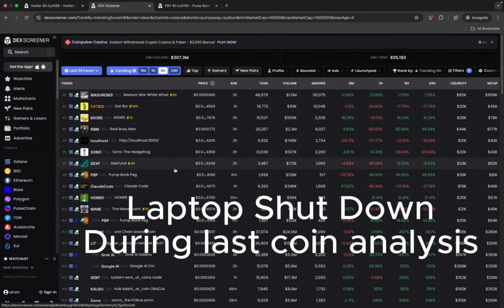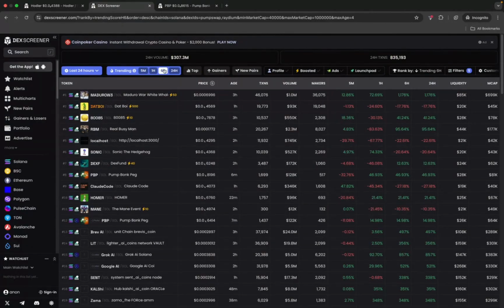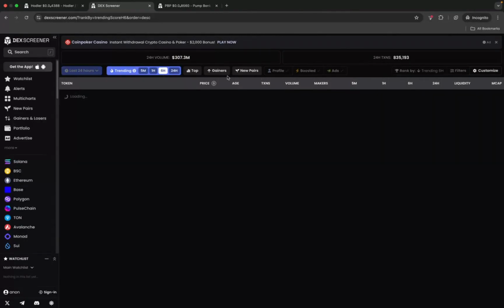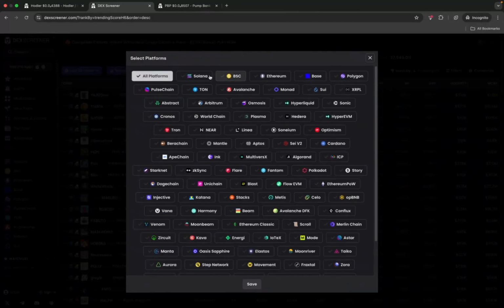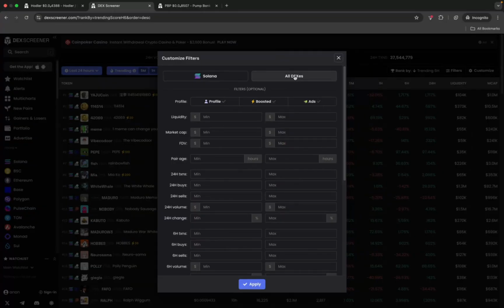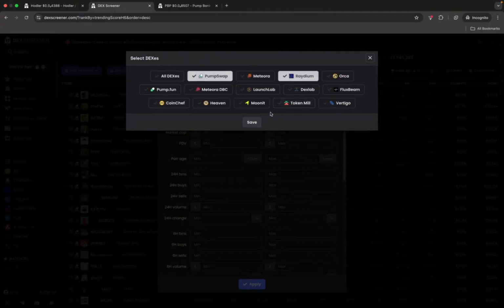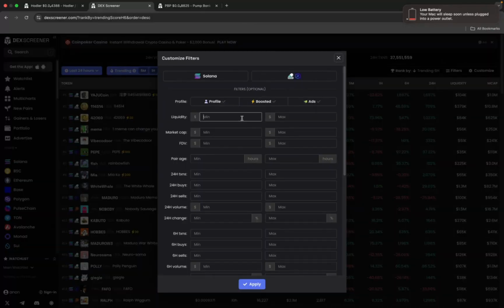So first and foremost, what we want to do is head straight to Dexscreener, then come to this 6 hours. Once you come to this 6 hours, come to this filter, then click on all platform, Solana, save, all DEX, pump swap, and Raydium. But if you're on your mobile, then select pump swap alone, then click on save. Liquidity minimum 40, come to market cap, minimum should be 40,000. Maximum is 1 million. Age maximum should be 4 hours. Right, then click on apply.